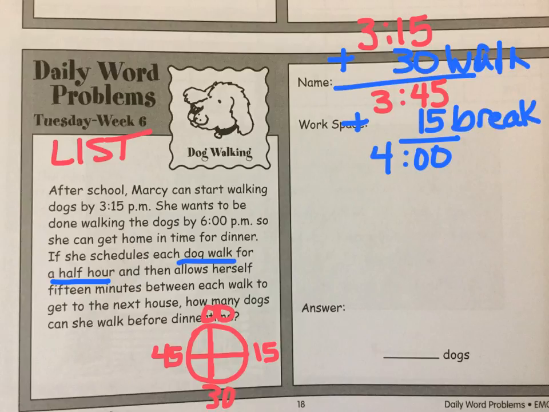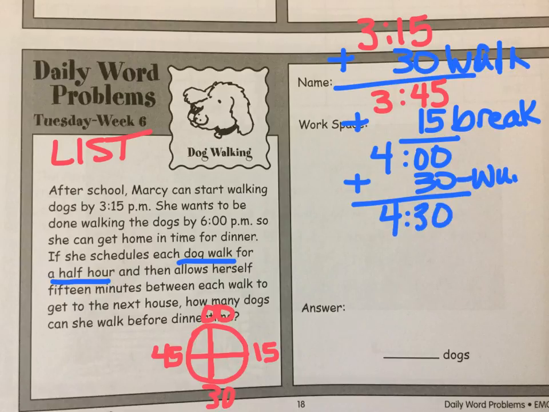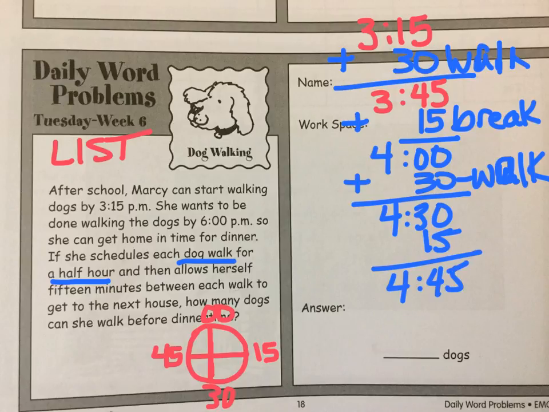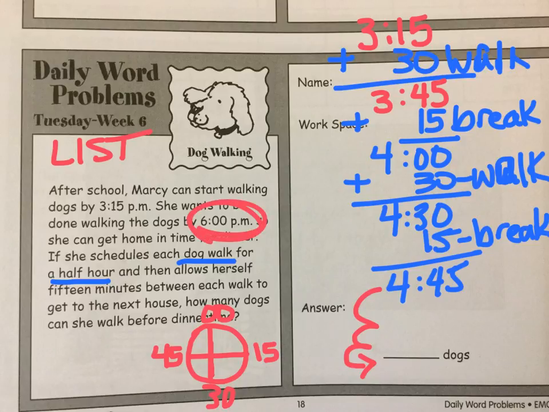Now I'm at the next house, and I want to walk a dog. That's 30 minutes. So now it's 4:30. That's a walk. But after the walk, I need a 15-minute break. So now it's 4:45. That was a break. You can see I'm alternating walk, break, and I'm alternating the times. A walk's 30, a break's 15, a walk's 30, a break's 15. Now what you're going to want to do is continue this pattern until you get as close to 6 o'clock as you can. That's when she wants to stop.